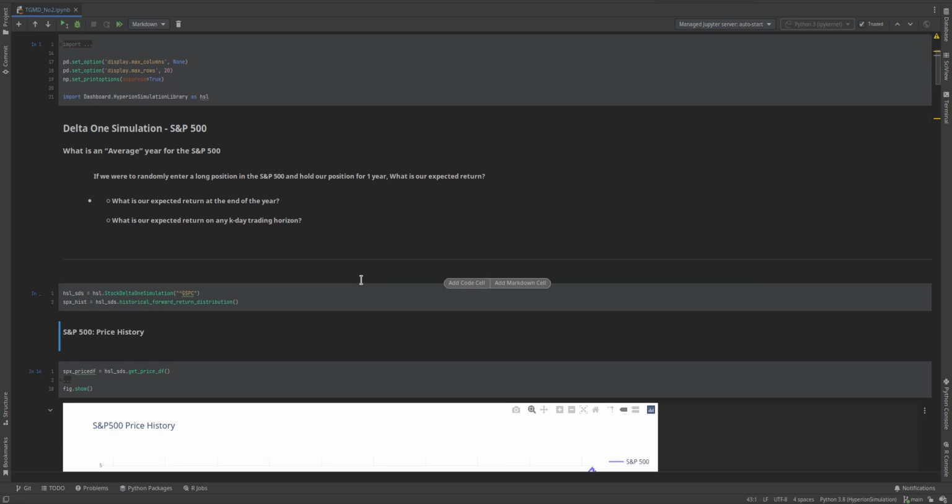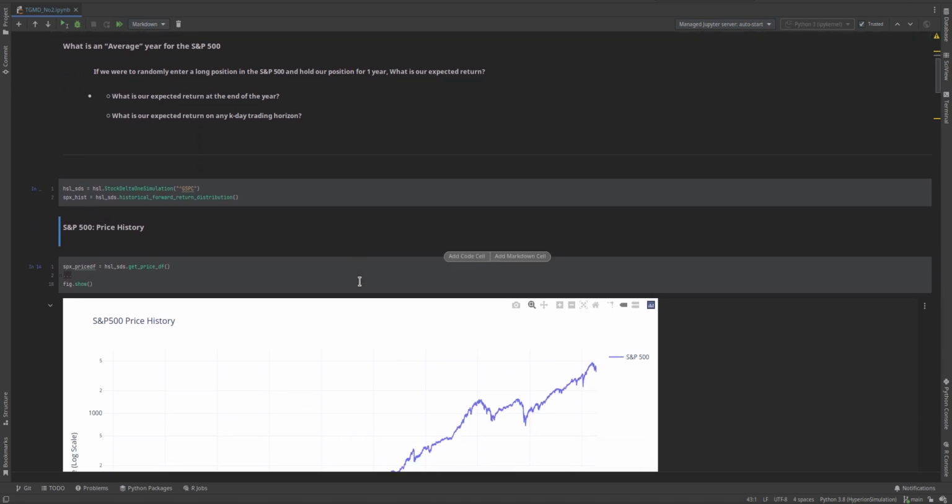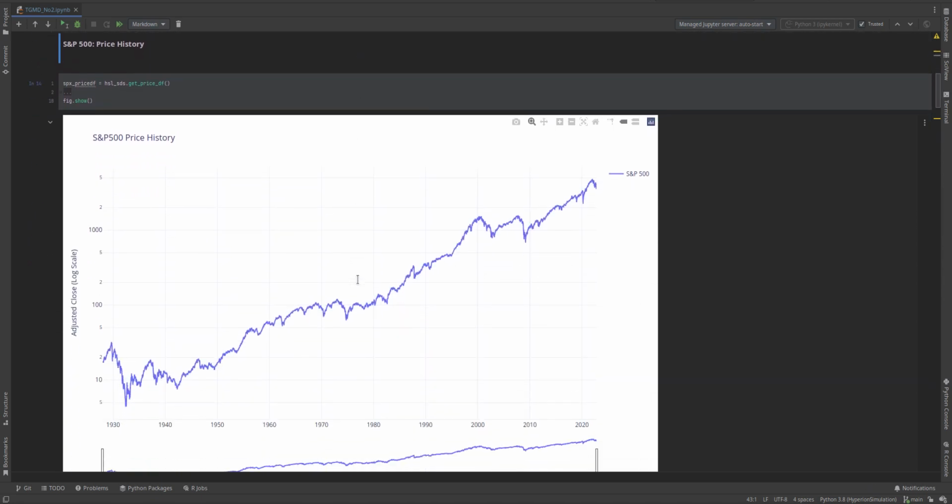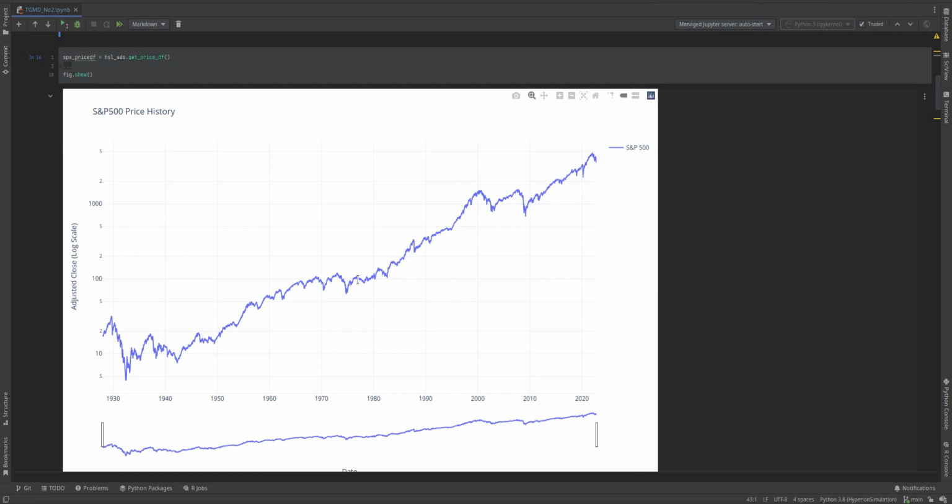So we're going to stick in GSPC. I'm using Yahoo Finance here for the data. The S&P 500 index ticker on Yahoo Finance is GSPC. I'm just going to be calling a method on it. Let's take a look at the price history. This is the S&P 500 using the log scale. I don't really like the log scale for the S&P 500, but you can see the price history of the S&P 500 via this plot.